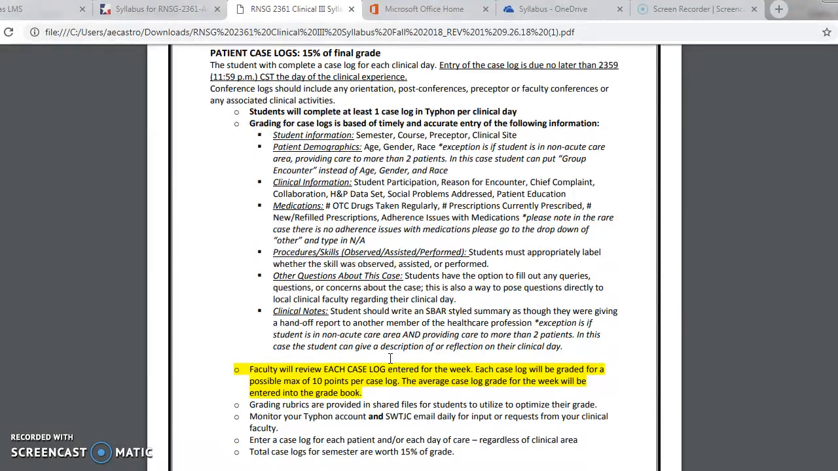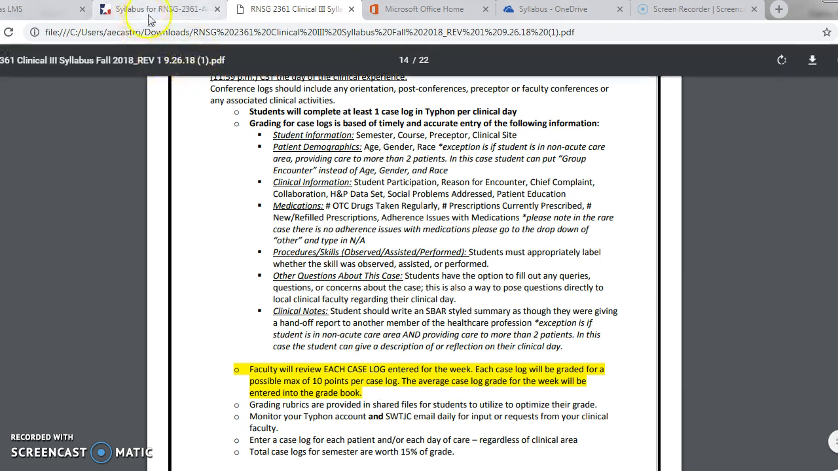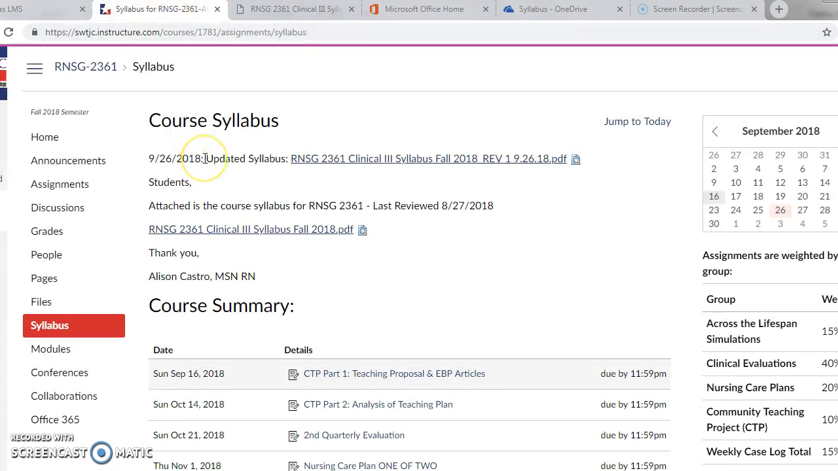So I've sent out grading rubrics. I have this here in the syllabus, and so we decided that instead of making it pass or fail, we'd go back to what we've done in the past and give each case log a grade on a scale of 0 to 10, with 10 being the max points you can get for your case log. And then what's going to go in the grade book is, if you went to clinical more than once or did more than one case log, your average score on your case logs that week. So let's pop over to the course again.